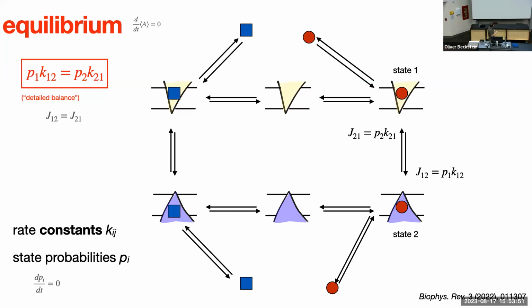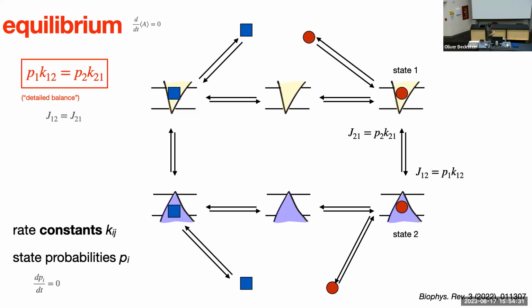But let's start there. What defines equilibrium is this condition called detailed balance. We can understand it in the following way. Imagine that the system is in state 1, outward facing, with this driving ion bound. You have a certain probability P1 to be in this state, and you have a rate K12. That's essentially telling you how many transitions you can have per unit of time going from state 1 to state 2 if you're in state 1. So the probability flux is simply the probability to be in this state times the rate to get out of the state.